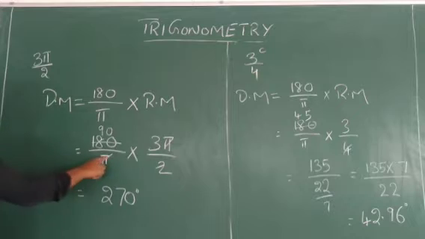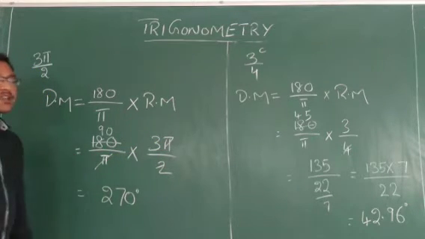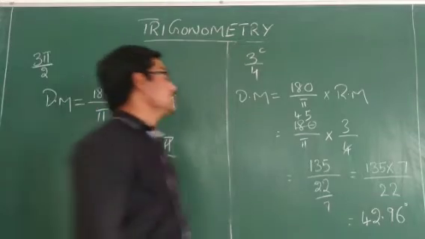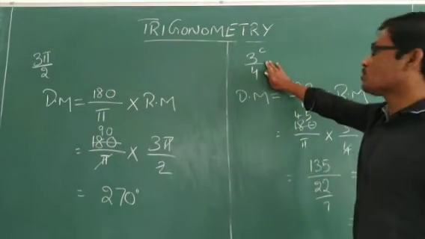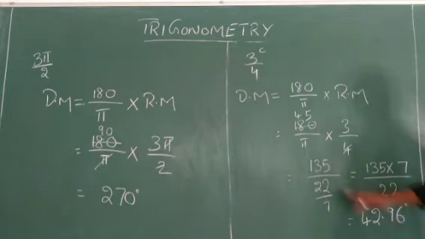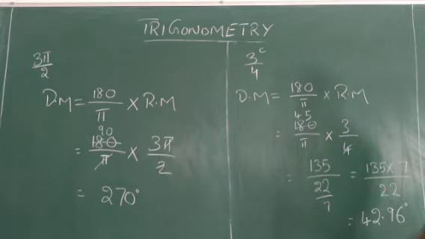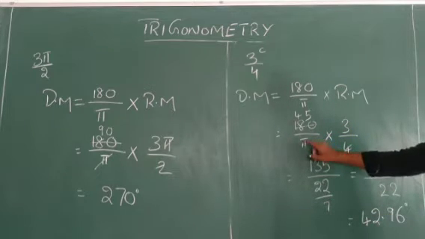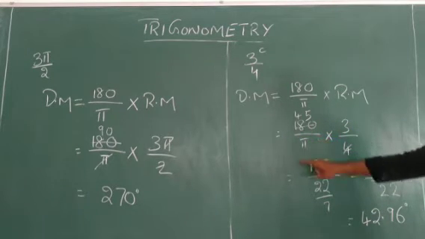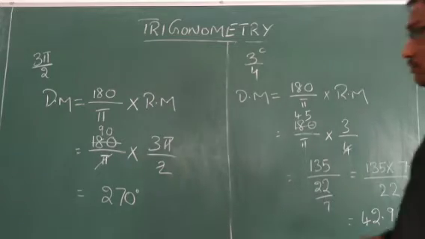Now here if you carefully observe, if we see pi in the question, pi and pi will be cancelled. But here in this question, pi is not there. When pi is not there, we cannot cancel pi. So then what we need to do is take pi equal to 22 by 7.